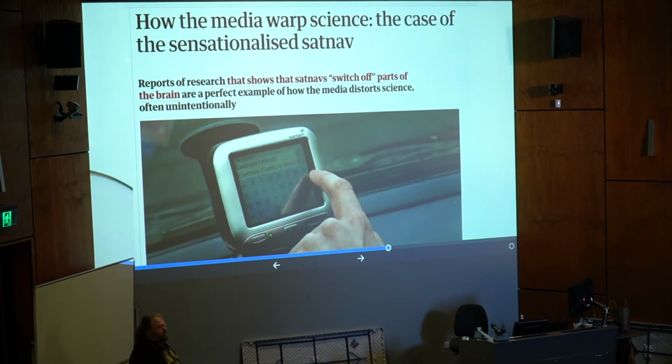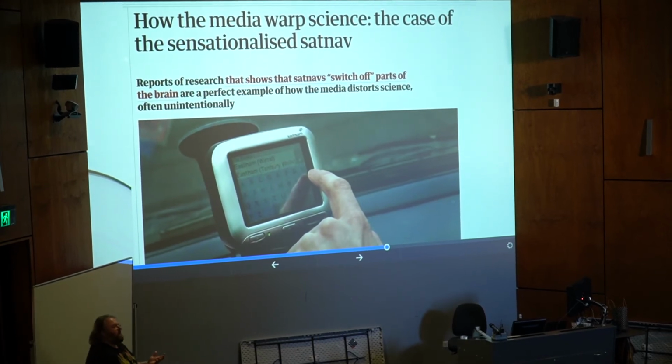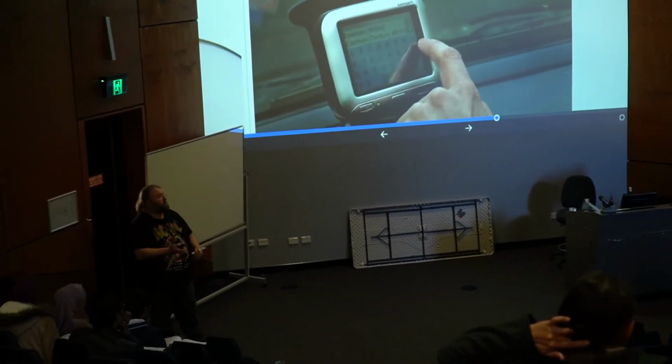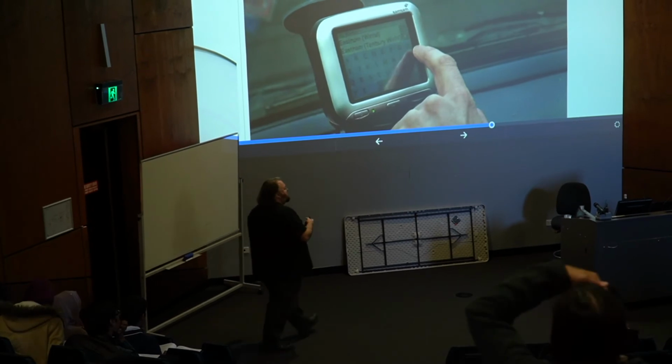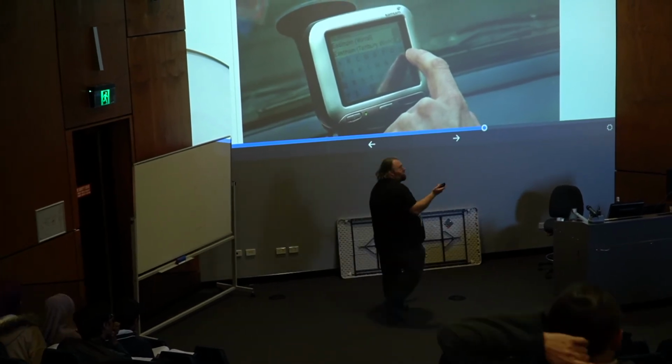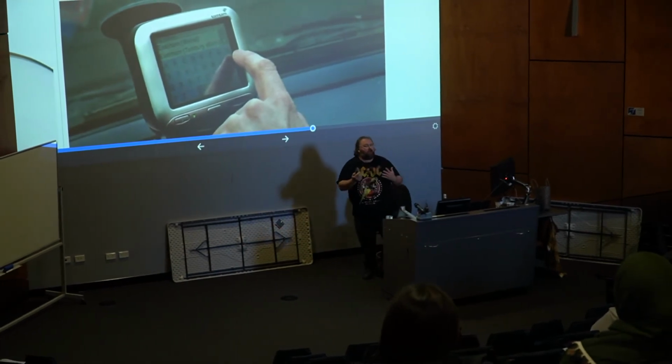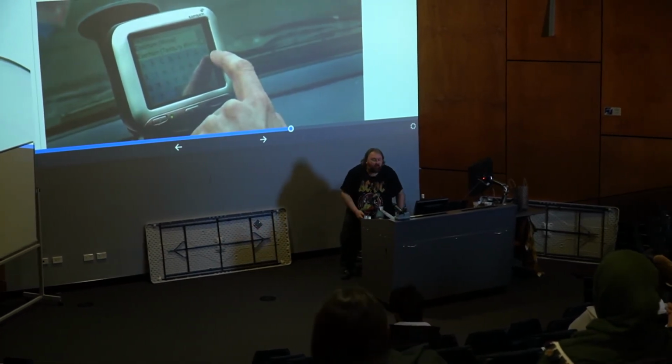Sat-nav switches off parts of the brain. It's just a study done. I don't think it's ever been repeated. But it's the same sort of thing. It's probably the same thing that says anyone who uses a smartphone is stupid or whatever. Okay? Media, and this article here is about that.